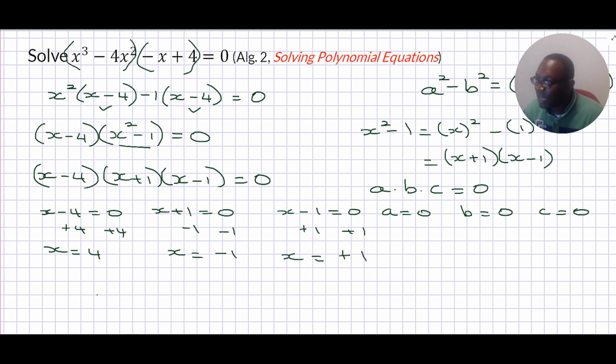So our values of x are going to be negative 1, 1, and 4. So these are going to be our solutions for x. These are going to be the roots of this polynomial equation.